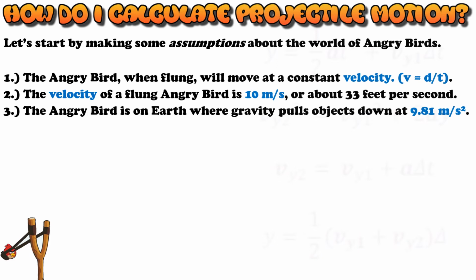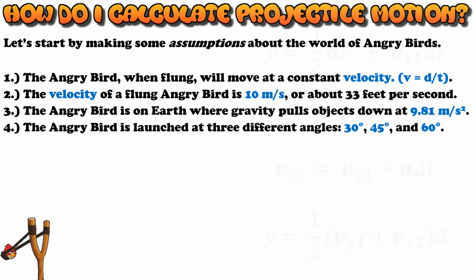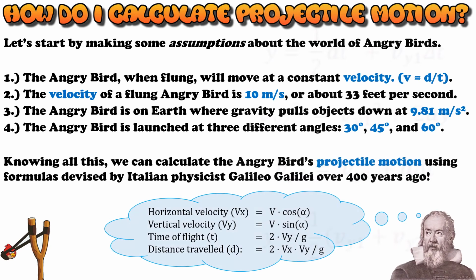The Angry Bird is on Earth, which means it's pulled by gravity that pulls objects down at the gravitational constant of 9.81 meters per second every second. The Angry Bird is launched at 3 different angles, 30 degrees, 45 degrees, and 60 degrees. Knowing all this, we can calculate the Angry Bird's projectile motion using formulas devised by Italian physicist Galileo Galilei over 400 years ago.